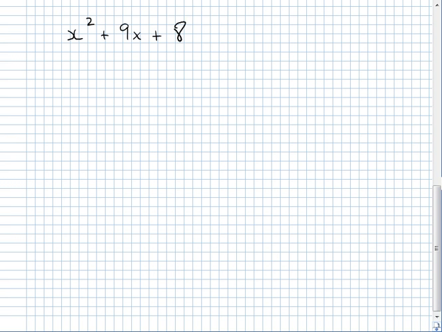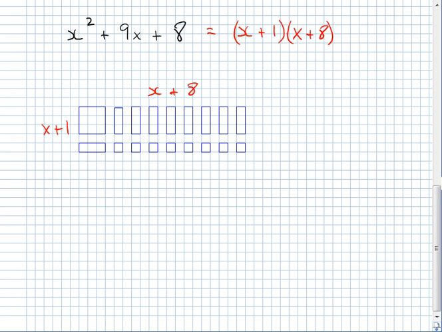With this one then, see if you can arrange all the algebra tiles into a rectangle by yourself and come up with the answer. Go ahead and do that now. I'll reveal the answer in 3 seconds. And there you go, x plus 1 times x plus 8. I'm going to have you try one more really quickly.